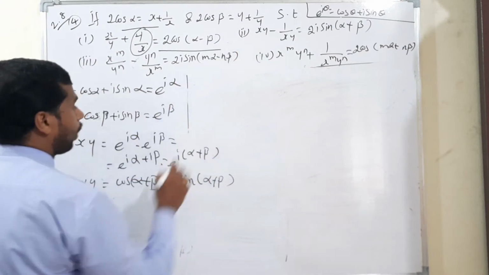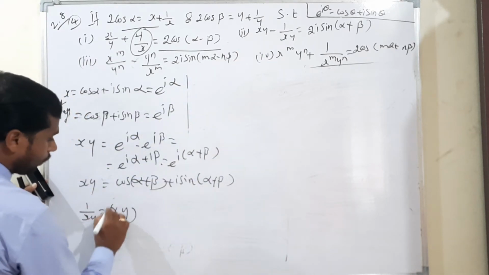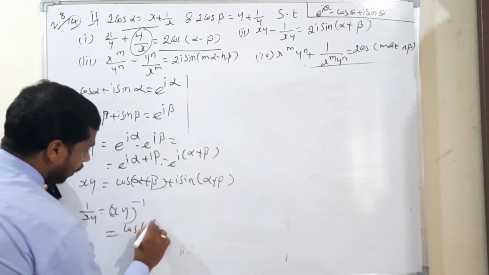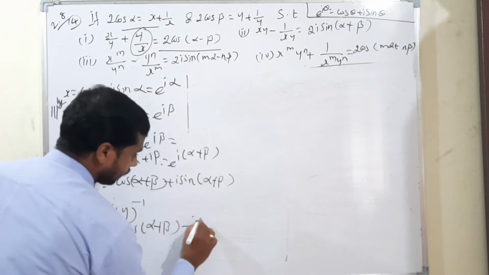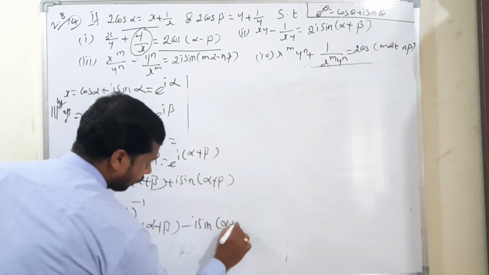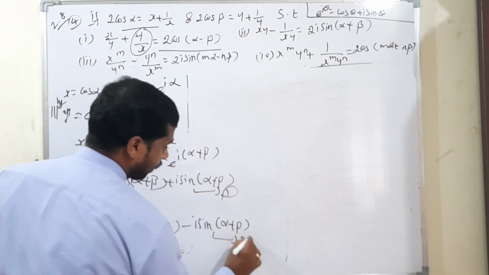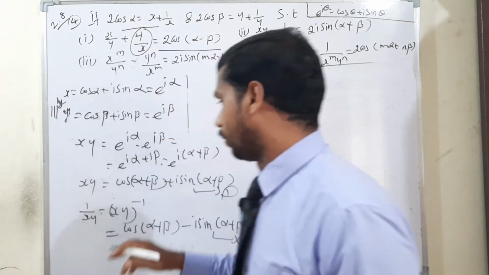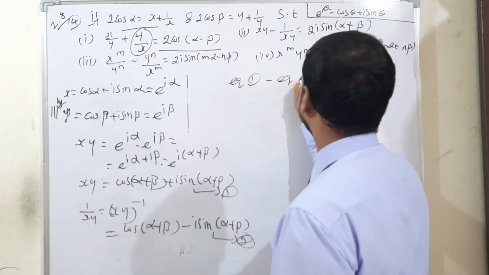The next one, 1 by xy, isn't it? So 1 by xy means the reciprocal of xy. So already we know xy is equal to, what is the value? Cos of alpha plus beta. Instead of plus we can write minus i sin alpha plus beta. This is equation number 1. This is equation number 2. So equation 1 minus equation 2.